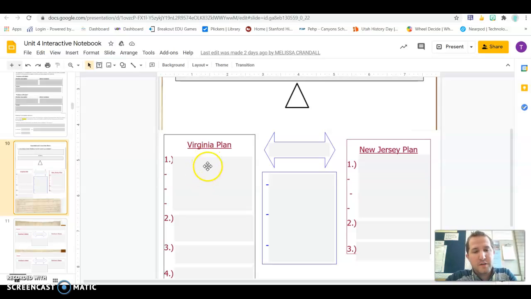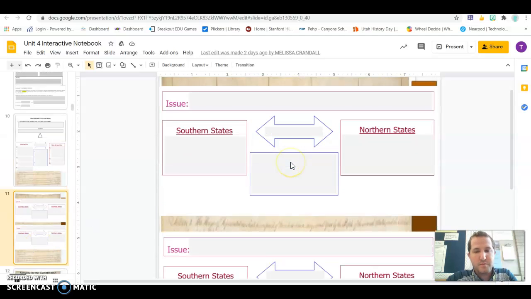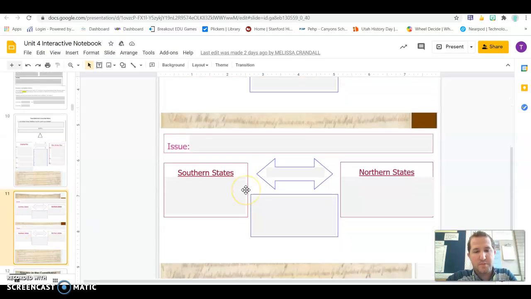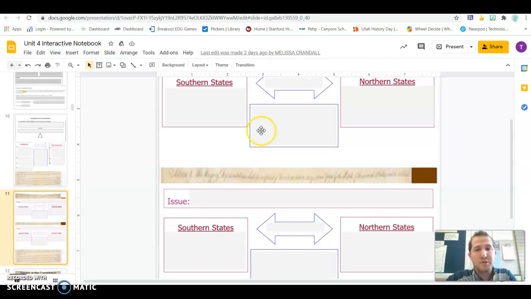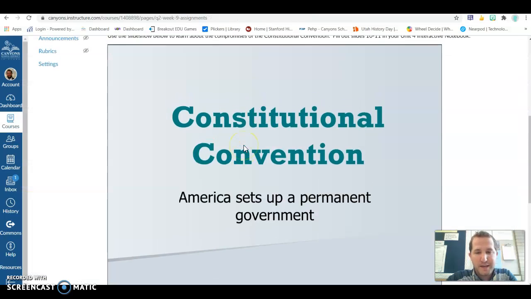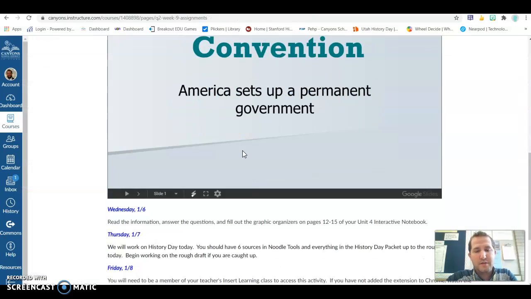What you'll be doing is filling out both proposals, in this case, the Virginia Plan and the New Jersey Plan, and then what the compromise was will go right here, and what it did will go right here. And like I said, two more of the major compromises here. That's what you're doing on Tuesday. Go through the PowerPoint on this page and fill out the notes.